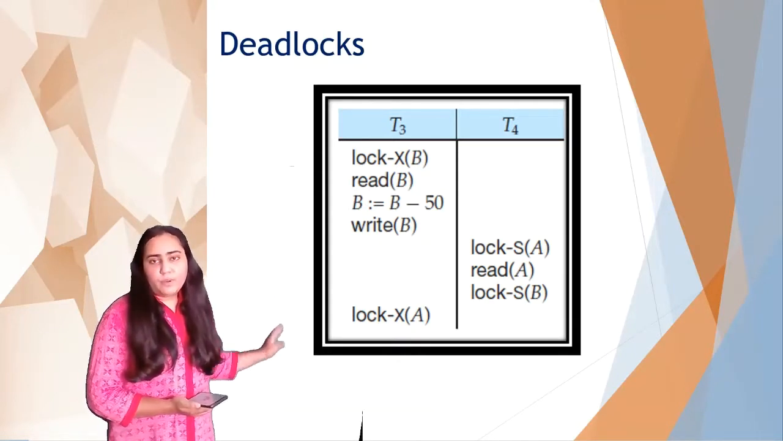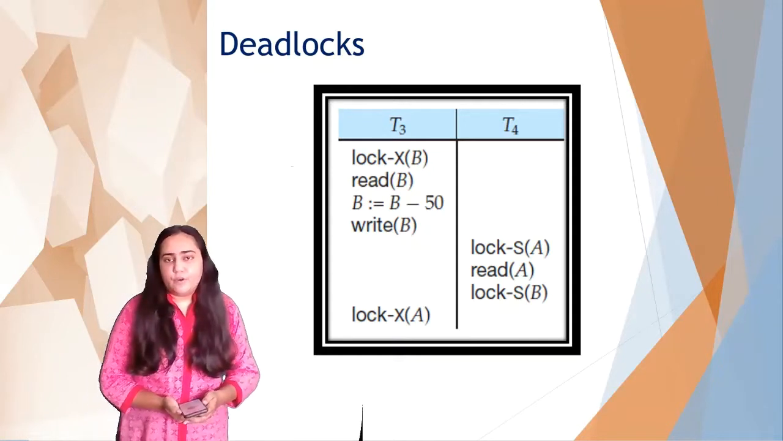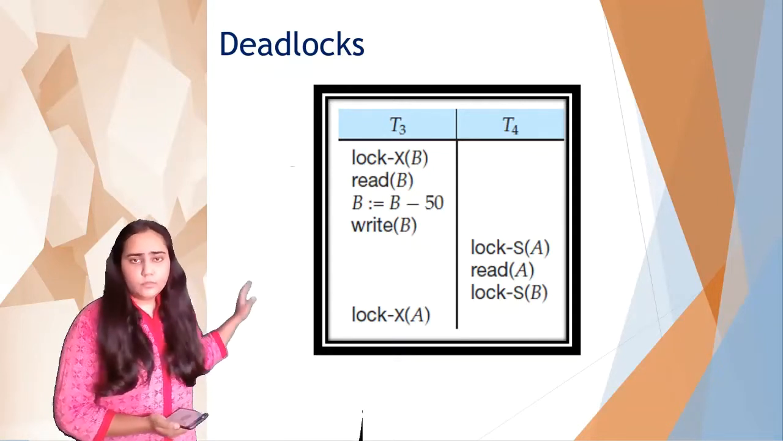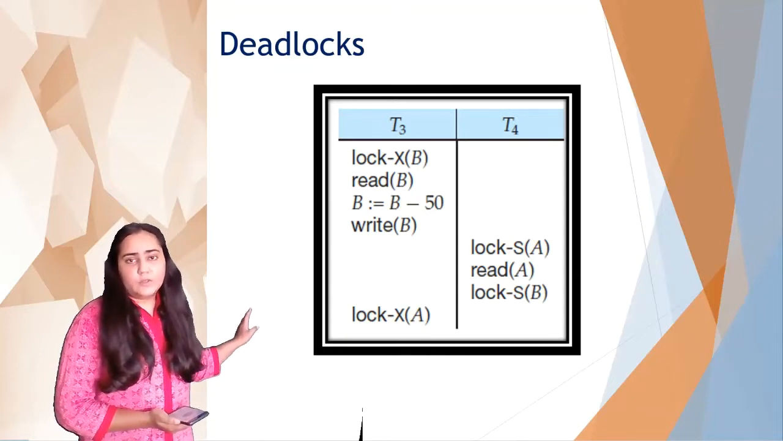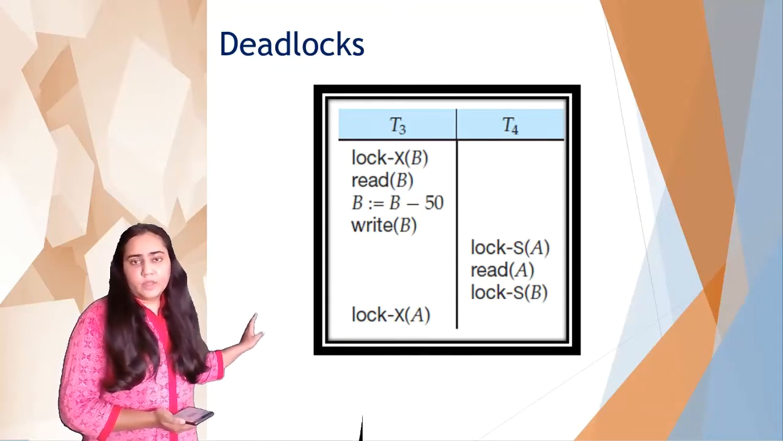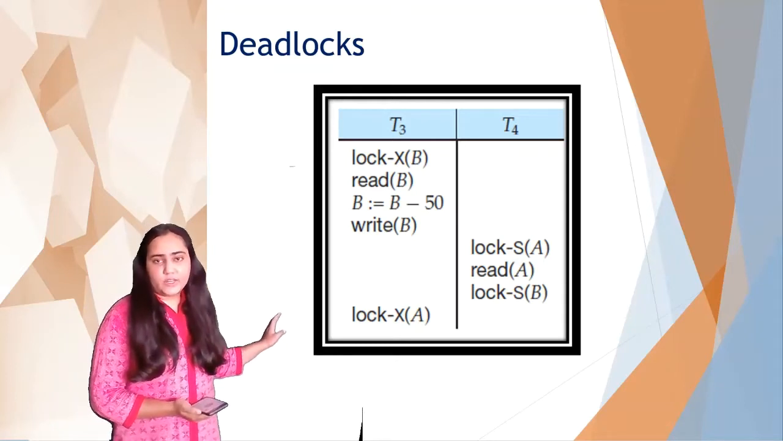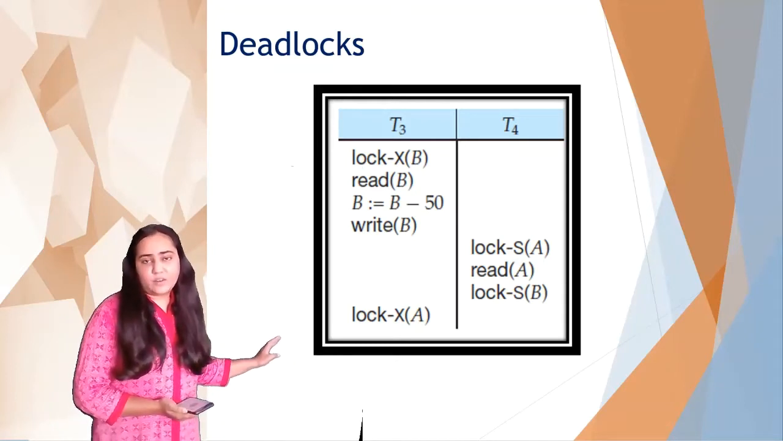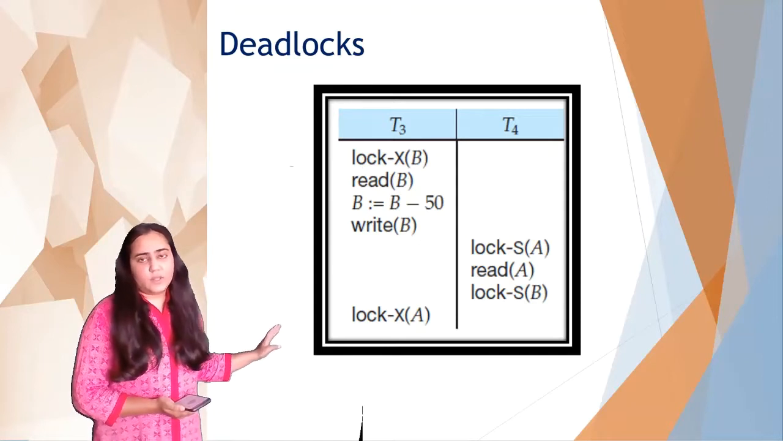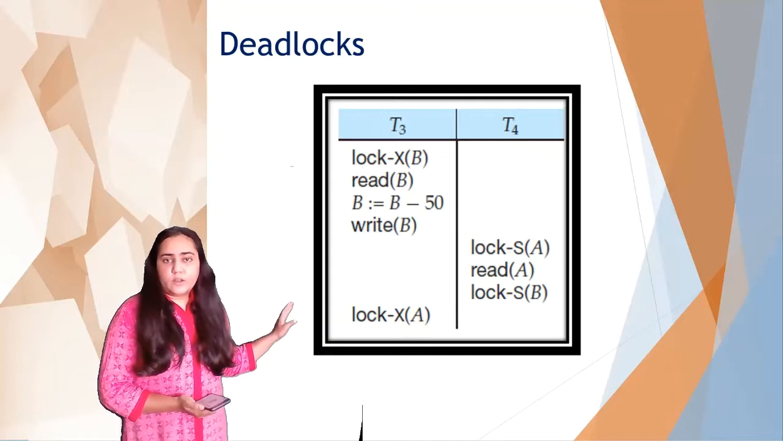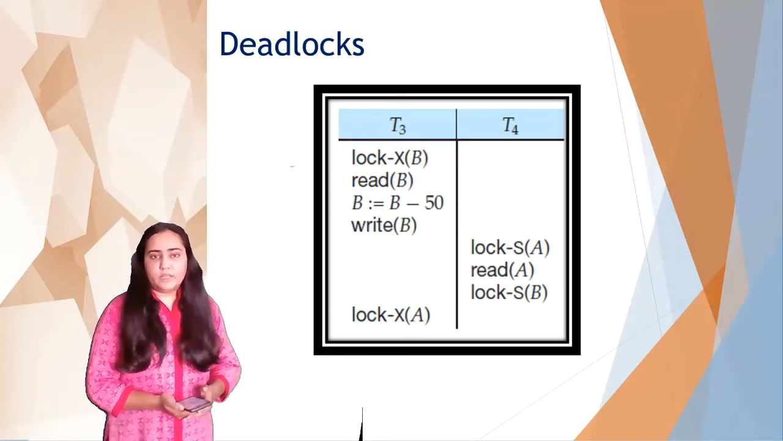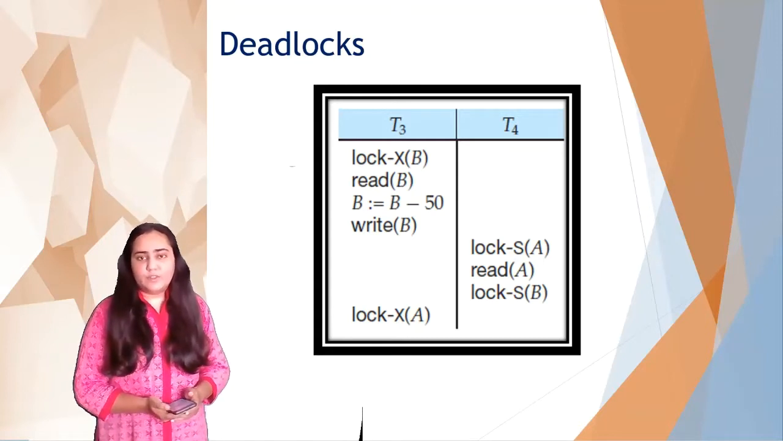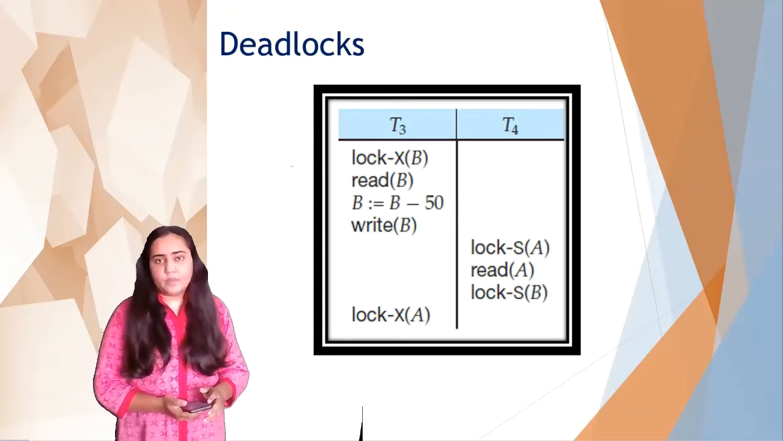Now look at the point where T4 is asking for a shared lock on B, and T3 is trying to ask for an exclusive lock on A. This is not possible because T4 has a shared lock on A, and hence T3 cannot have an exclusive lock on A since they are not compatible. And T4 wants a shared lock on B, which is also not possible because T3 is already holding an exclusive lock on B. So even those two are not compatible.